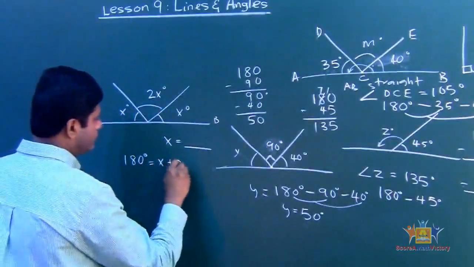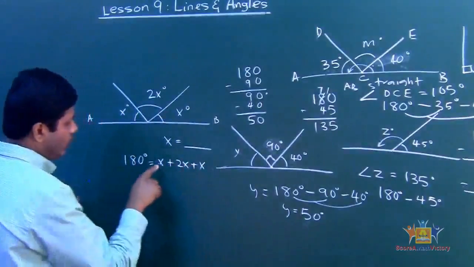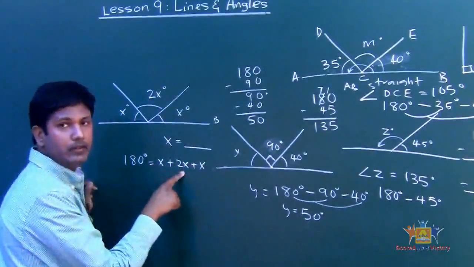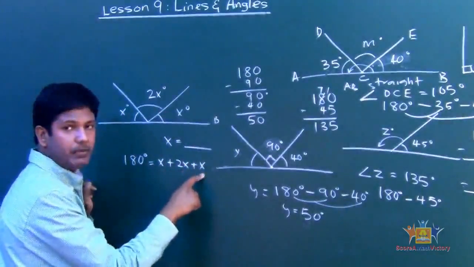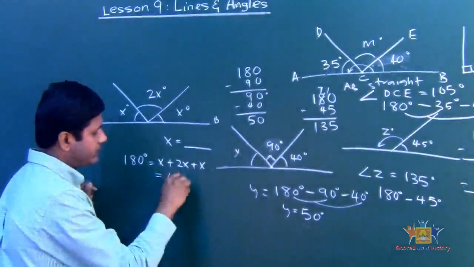x plus 2x plus x. 1 apple plus 2 apples, 3 apples. 3 apples plus another apple, 4 apples. That means 4x.